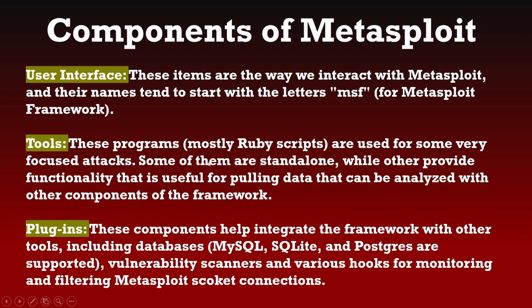The second component is tools. These programs, mostly Ruby scripts, are used for some very focused attacks. Some of them are standalone, while others provide functionality that is useful for pulling data that can be analyzed with other components of the framework. Next, we have the plugins. These components help integrate the framework with other tools, including databases such as MySQL, SQLite, and Postgres, which are supported by Metasploit, vulnerability scanners, and various hooks for monitoring and filtering Metasploit socket connections.